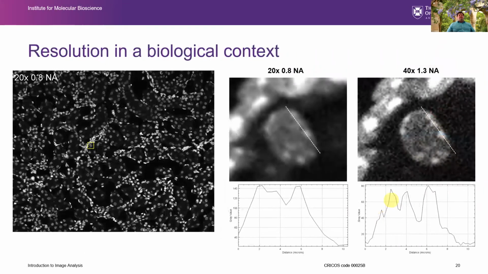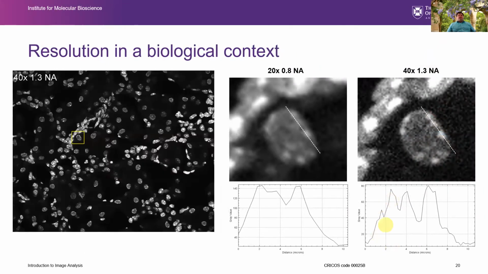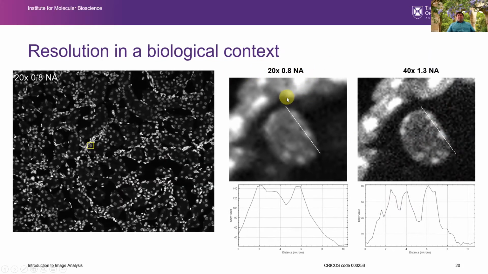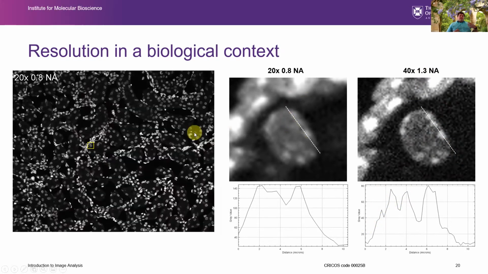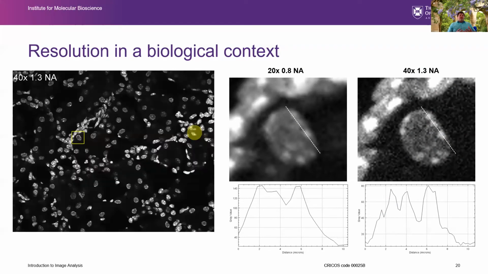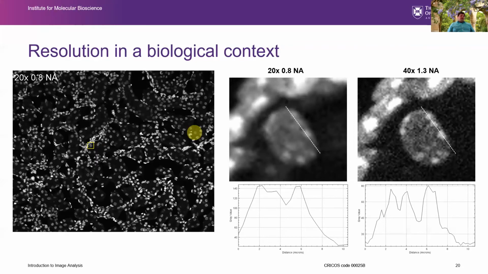Now, in a biological context, resolution can mean using a 20 times 0.8 NA objective. We could see some detail of these nucleoli, but if we move up to the higher resolution objective, we can clearly see that there's multiple structures here. And so choosing what you need to see and how big you would anticipate that object to be versus what objectives to use is really important to think about from the very beginning.